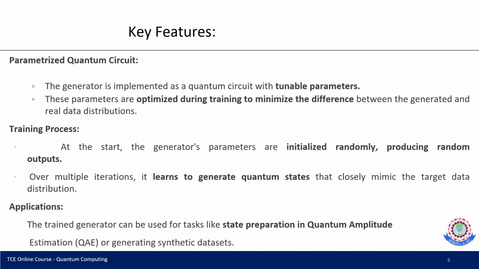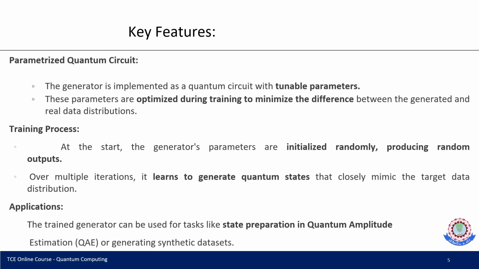Key features of QGAN. Here we are going to discuss the parameterized quantum circuit. The generator is implemented as a quantum circuit with tunable parameters. These parameters are optimized during training to minimize the difference between the generated and real data distributions.